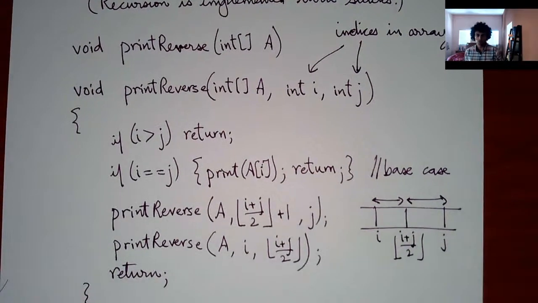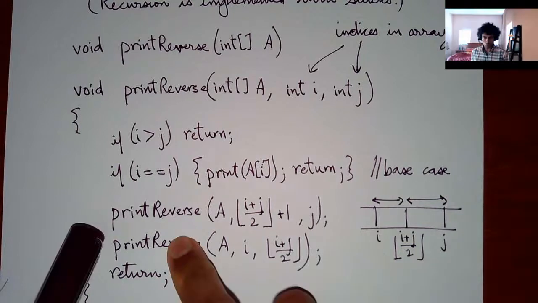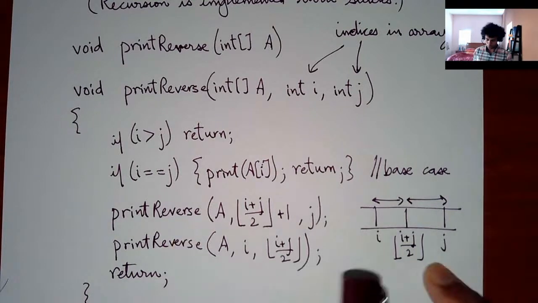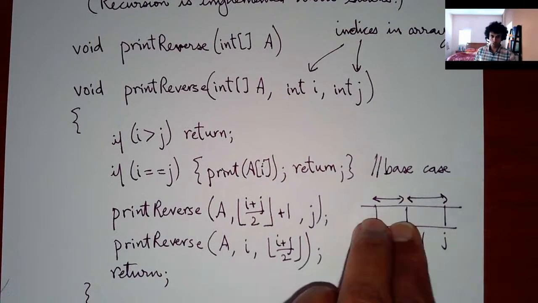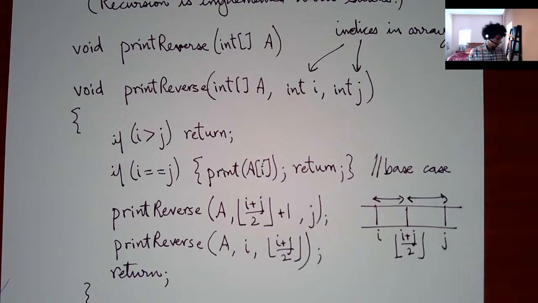So what is the recursive code doing? It says first print the portion from the midpoint to the end in reverse. So print this part in reverse, then print this part in reverse. So I'm going to pause now, take any questions on this. I want to make sure that you understand what this recursive code is doing and how it works.